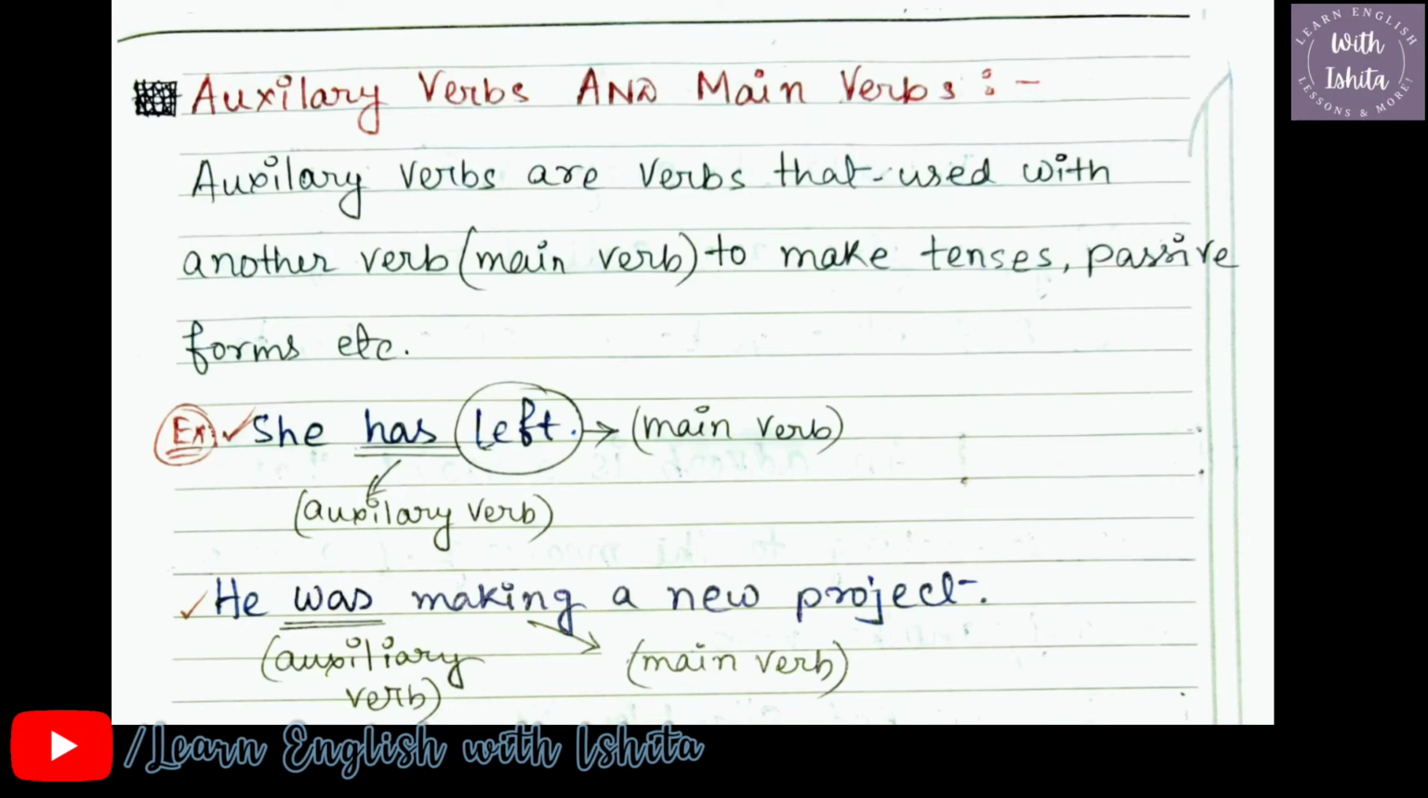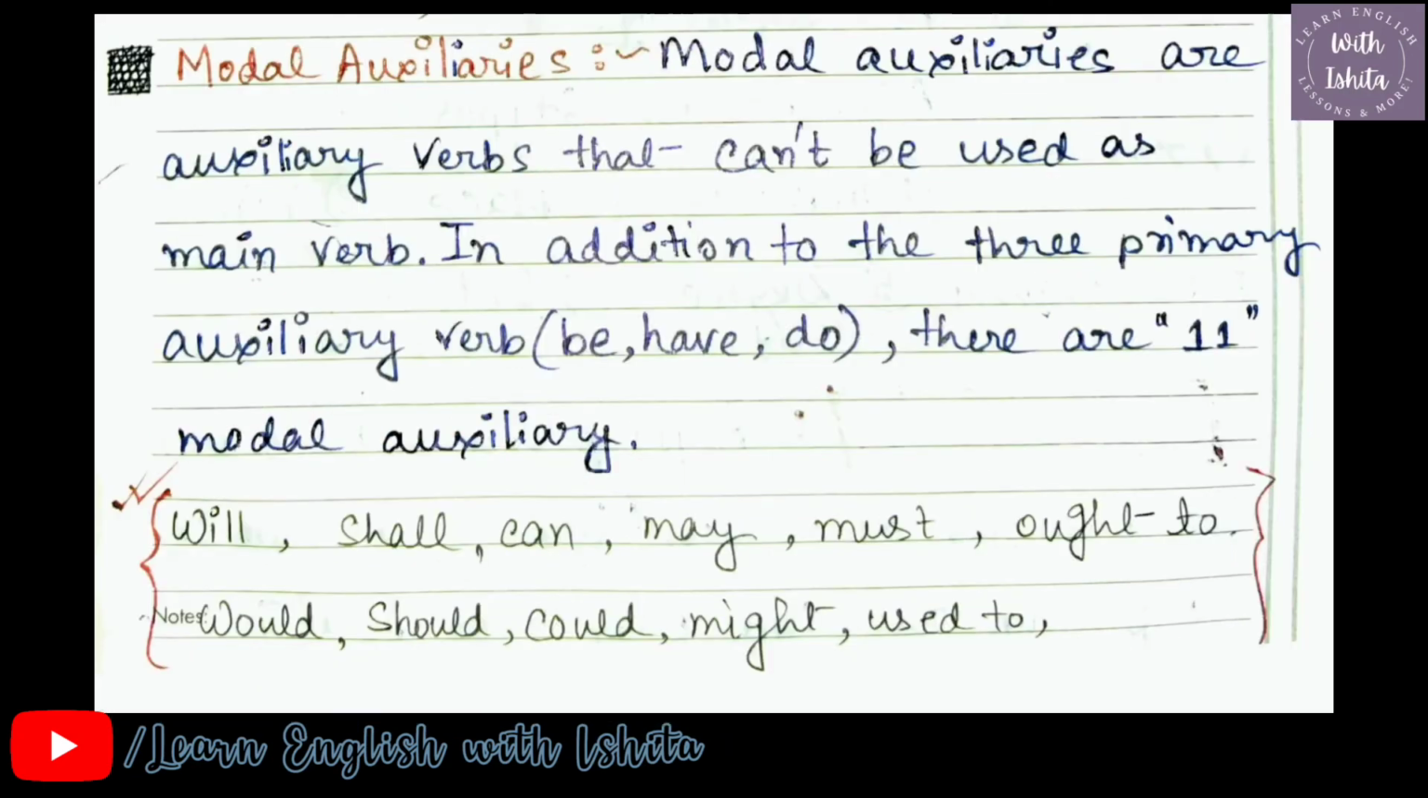In this sentence, "was" is the auxiliary verb, and "making" is the main verb of this sentence. After that, modal auxiliaries. Modal auxiliaries are auxiliary verbs that can't be used as main verbs. Remember that point. Modal auxiliary verbs can't be used as main verbs.